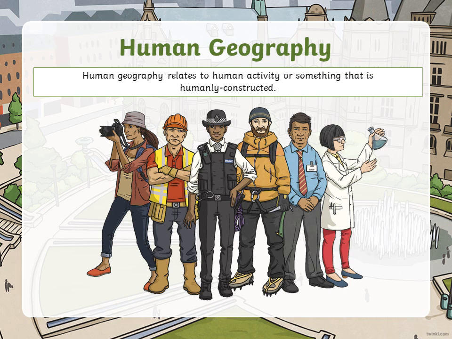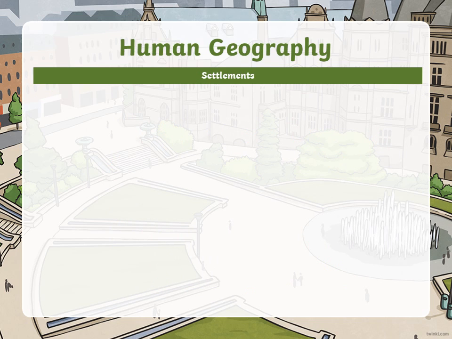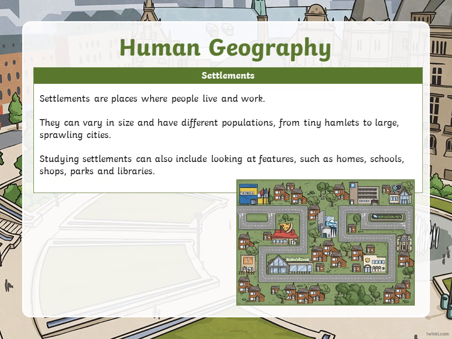So it's all about what humans have constructed and contributed in the world. So, human geography and settlements. Settlements are places where people live and work, so they're much just like cities. Have a think to yourself, what is our closest city? Can you list any cities in the UK?